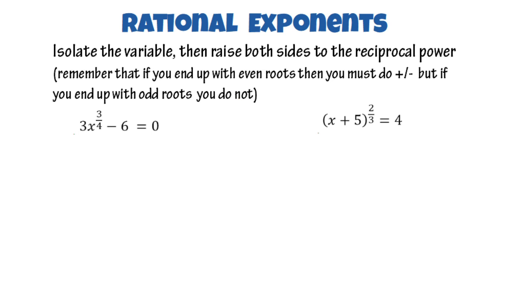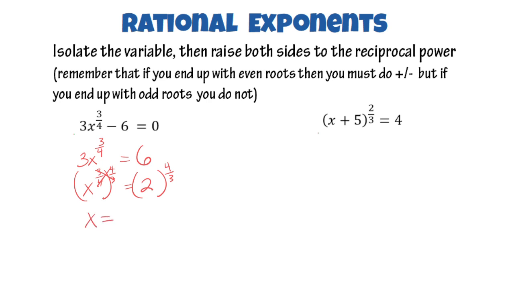So let's look at this first one. I want to isolate the variable. Let's add the 6. And let's divide by the 3. And right now, I am ready to raise this to the reciprocal power. So this is going to be to the 4/3. So that's going to play out nice. That means I'm going to take this one to the 4/3 power. So x is equal to.